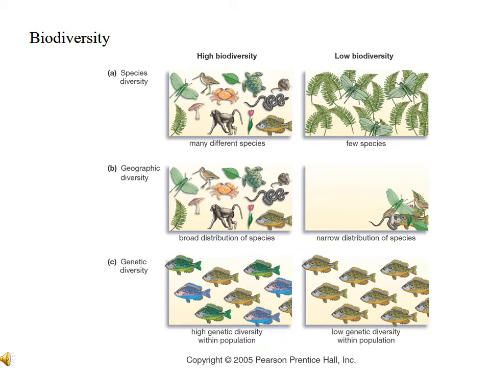Biodiversity is extremely important in all ecosystems. We can look at species diversity, geographic diversity, and genetic diversity. Obviously, a high biodiversity in each of these categories is beneficial to the ecosystem.